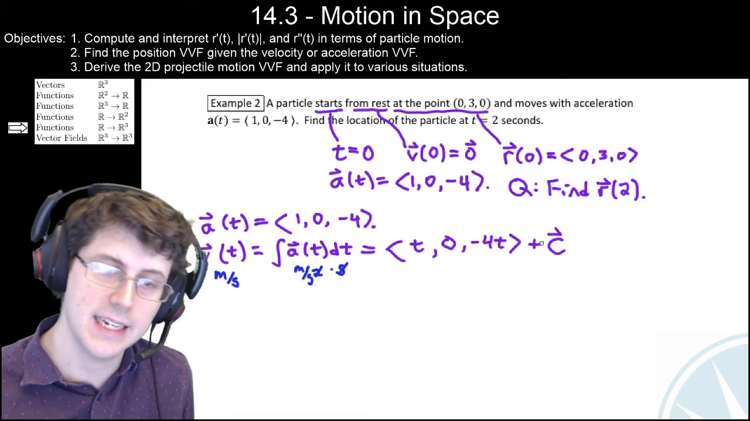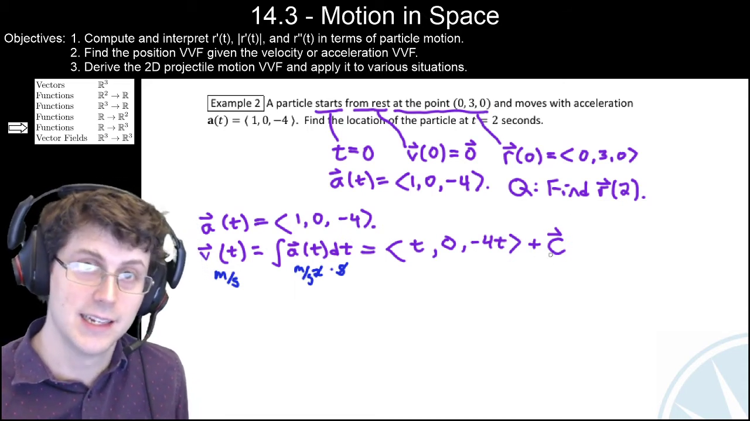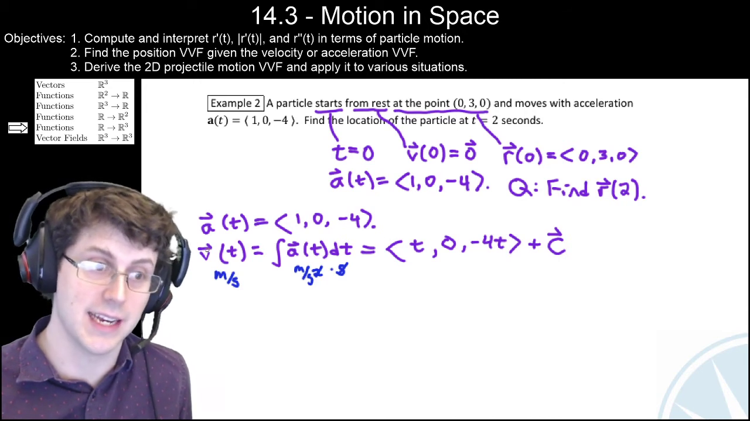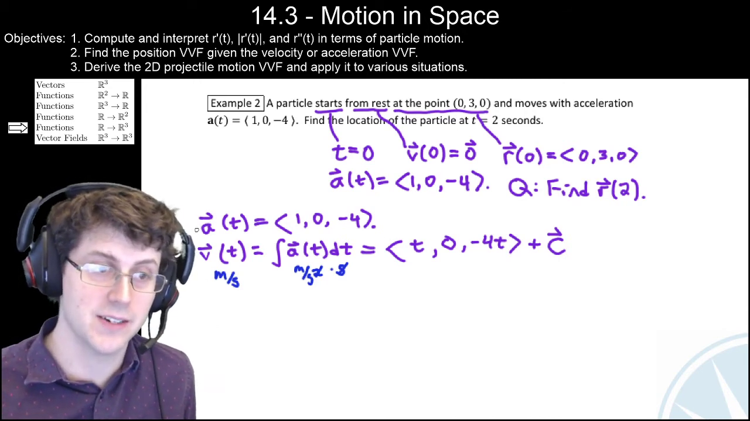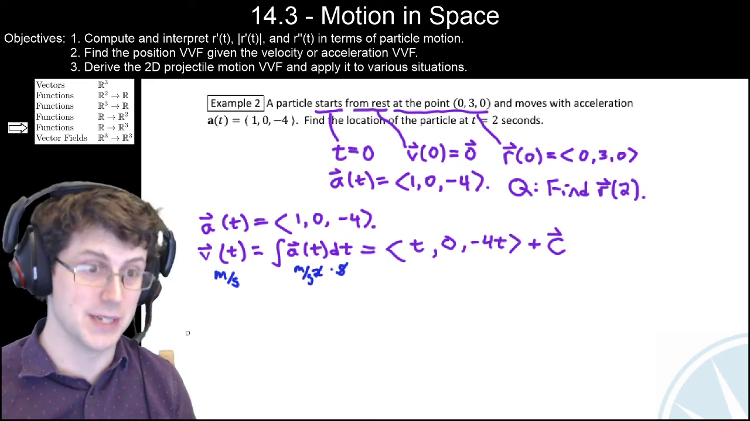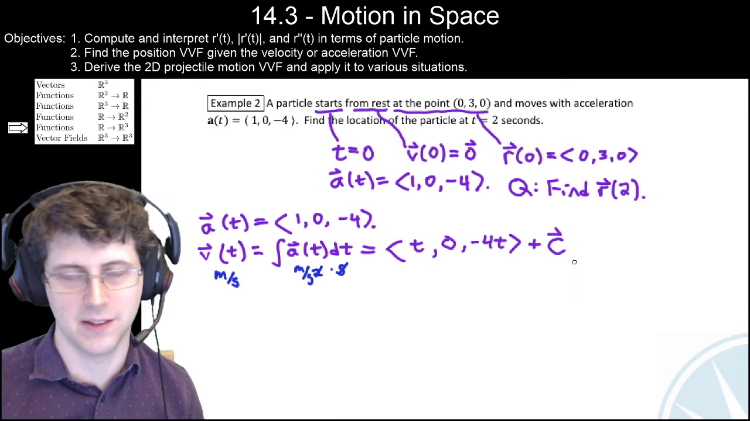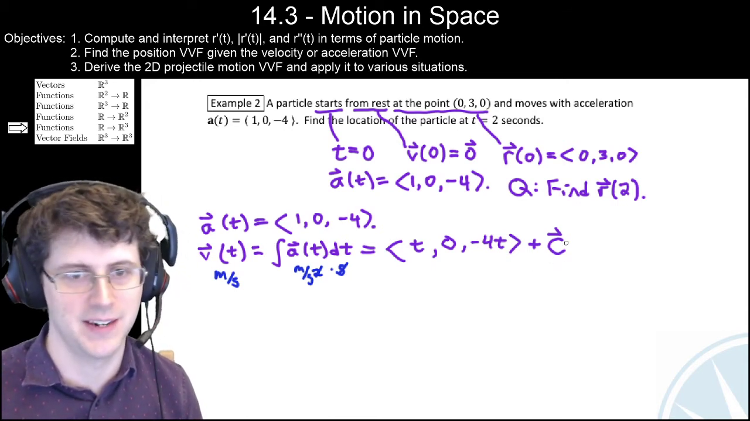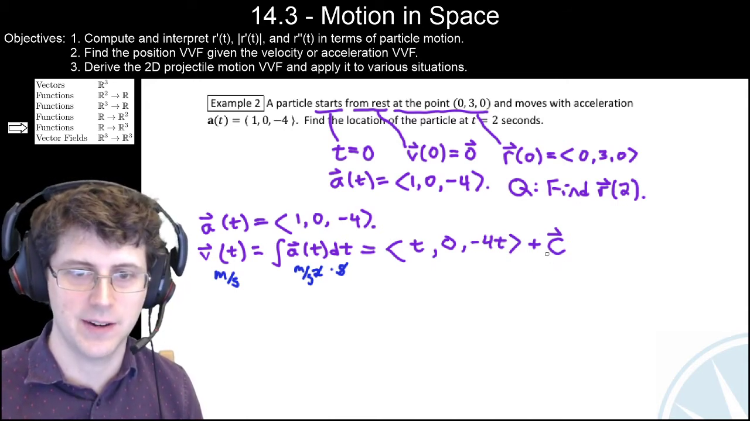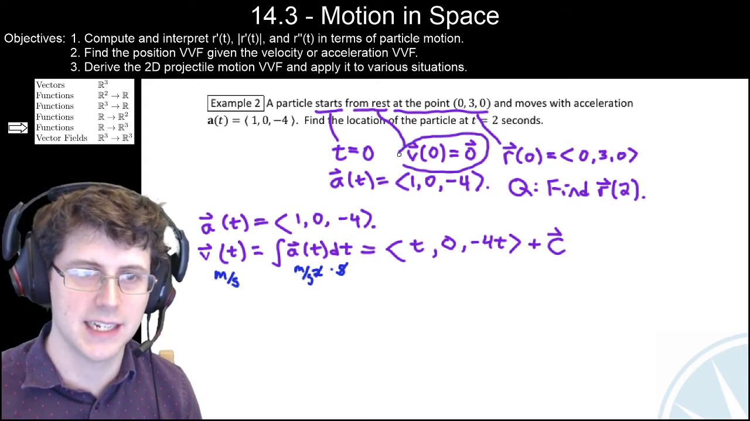Okay, just like in Calc 1, it's a good idea to find this c immediately so you don't get buried in c's when you take another integral. Because we took one integral to get from acceleration to velocity, we're going to take another one to get from velocity to position. And I don't want c1, c2, c3, and d1, d2, d3, or whatever. I don't want any of this. So how do I find c? I find c using the initial fact about velocity.